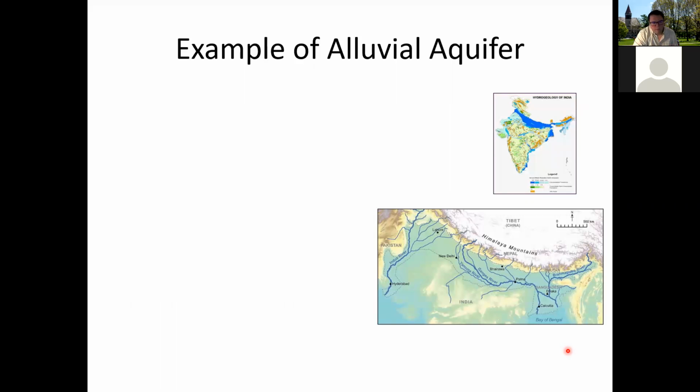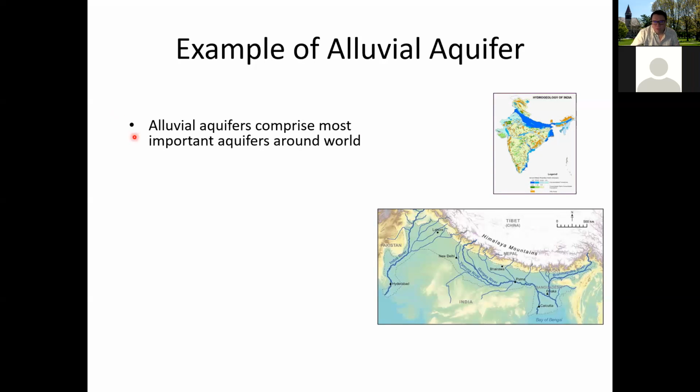Probably the most famous example of an alluvial aquifer actually makes up most of the subcontinent of India. Recognizing that about 3 billion people live in the subcontinent of India and Southeast Asia, basically the foothills of the Himalayas, and that most of the aquifers in those regions are alluvial aquifers, sediments coming down from the Himalayas, it's a fact that alluvial aquifers comprise most of the most important aquifers in the world. They certainly are responsible for providing water to most of the world's people.